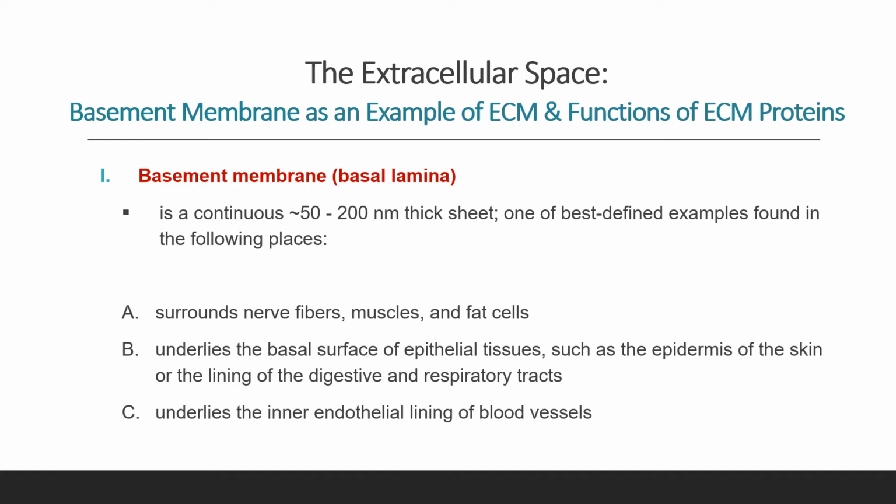It also underlies the basal surface of epithelial tissues such as the epidermis of the skin or the lining of the digestive and respiratory tracts. And it also underlies the inner endothelial lining of the blood vessels. Okay, so basically with the basement membrane, from the name itself, if you compare it to a house, it's the flooring.